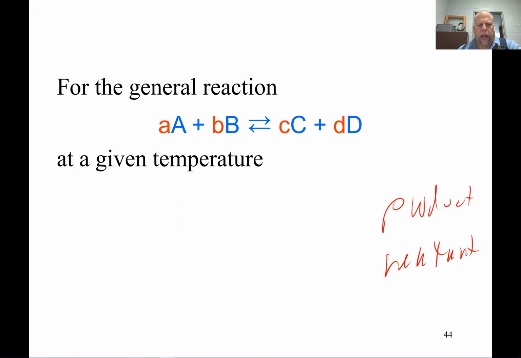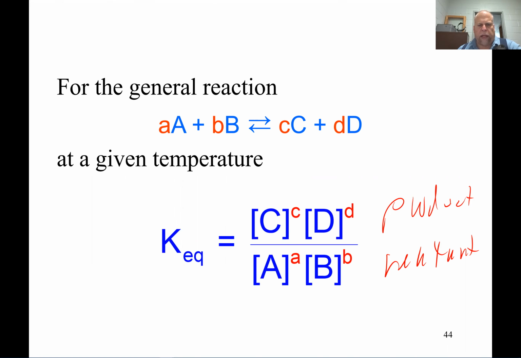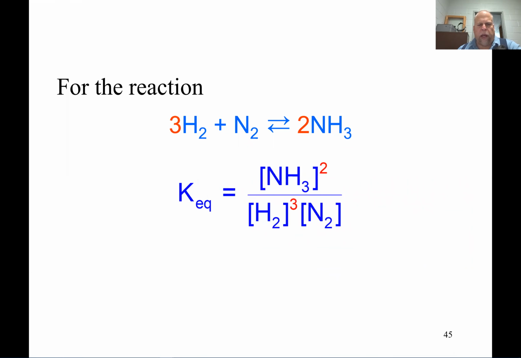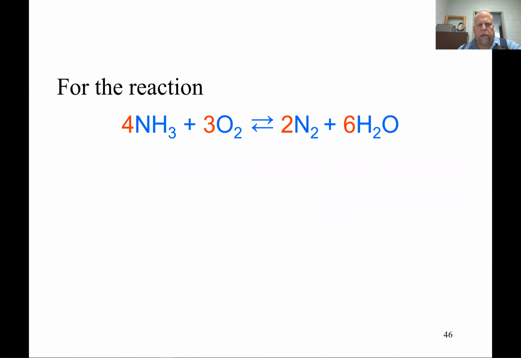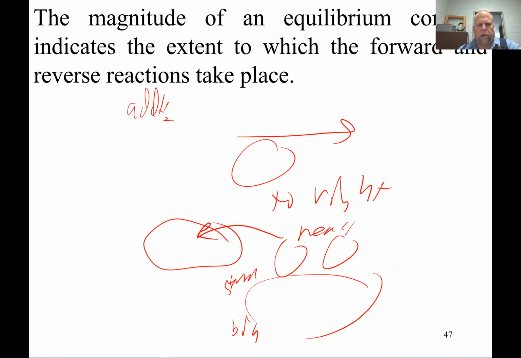So for the general reaction at a given temperature, you get a structure that looks like this, where you have the products over the reactants. For the reaction here with ammonia, that would be essentially this equation here. And then for this reaction, you get this equation. The magnitude of the equilibrium constant indicates the extent to which the forward and the reverse reaction take place.